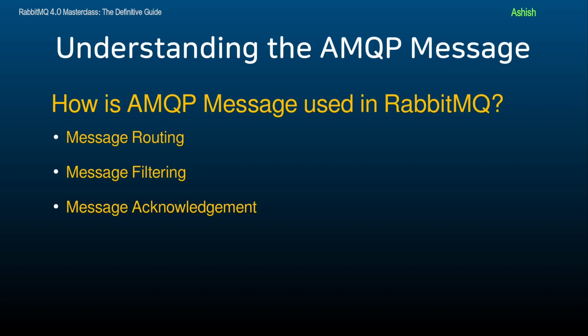Next, we have message acknowledgement. When a consumer processes a message, it sends an acknowledgement back to RabbitMQ. The message is removed from the queue only after this acknowledgement is received. If the consumer fails to process the message, RabbitMQ can re-queue it for later delivery. And finally, we have dead lettering. If a message cannot be processed, for example, it expires or the consumer fails, it can be sent to a dead letter queue where it can be logged, inspected, or retried. We are going to cover dead letter queue later on in our course.